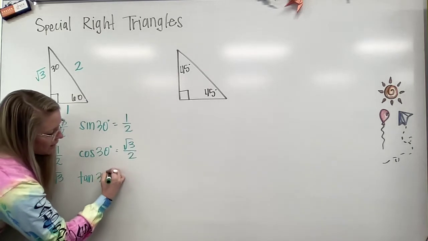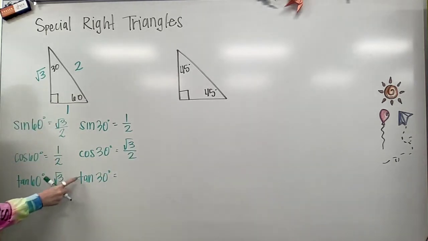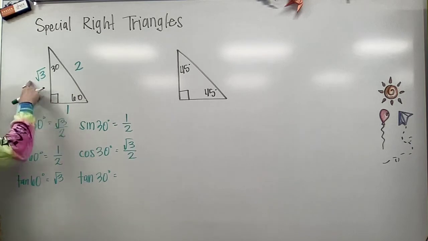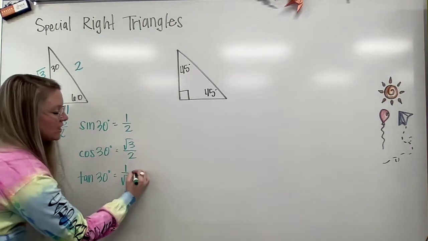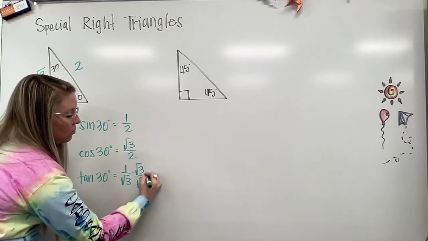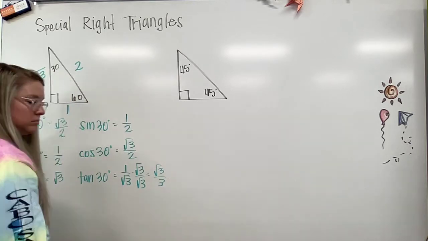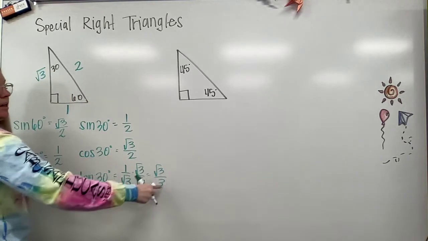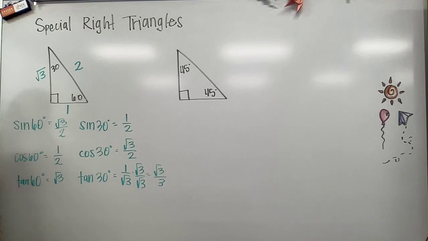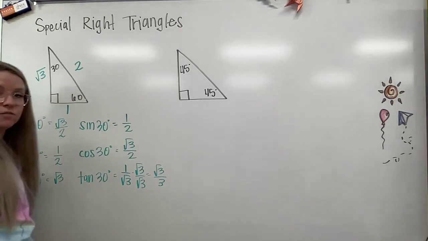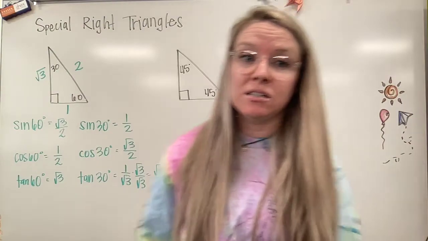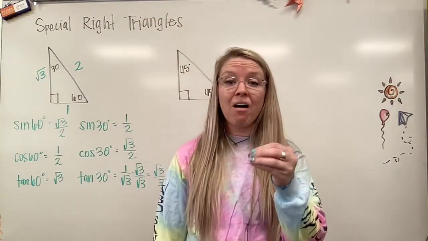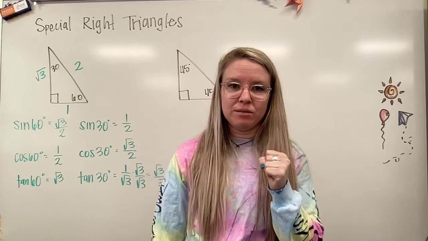Tangent of 30 is going to require just a little bit more work. Tangent of 30 is opposite over adjacent, so we're going to get 1 over root 3. We're going to rationalize that, so we get root 3 over 3. So the tangent of 30 is root 3 over 3. Sine, cosine, and tangent of 60, sine, cosine, tangent of 30. Next year in Math 3, I'm going to make sure you guys have this memorized. So again, the more familiar you are now, the easier it's going to be later to use them.